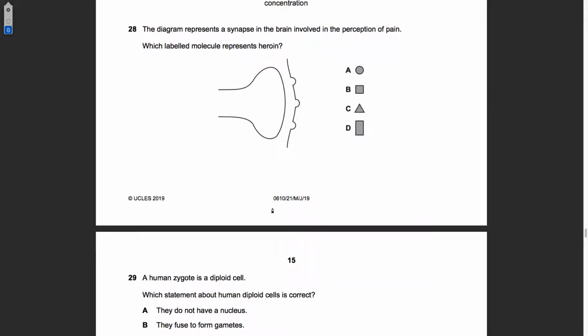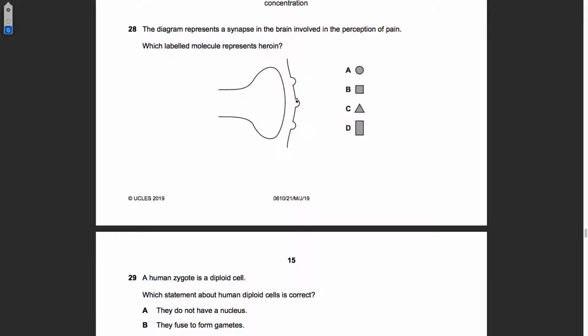28. The diagram represents a synapse in the brain involved in the perception of pain. Which labelled molecule represents heroin? So here's the synapse, between the end of one neuron and the start of the next. Now, again, I don't think this question is particularly brilliant, but hey, we'll give it a go.